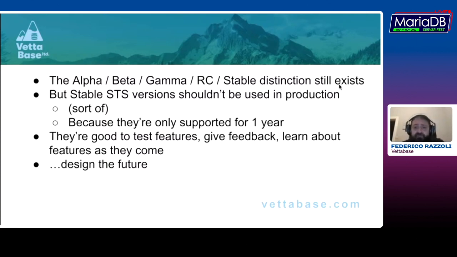But anyway, I said that theoretically STS versions shouldn't be used in production, because actually I think there are cases when it can be more or less safe. For example, maybe you want to use only a specific feature, which maybe is useful for data analysis. So nothing prevents you from attaching a new replica to existing production servers using an STS and taking advantage of the new feature without creating any problems to the other servers.